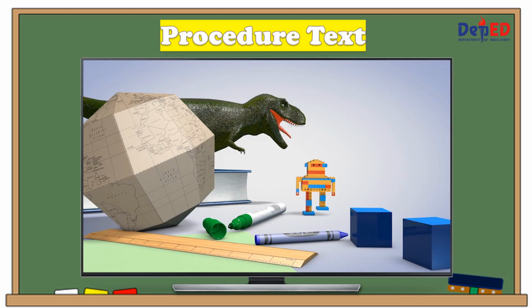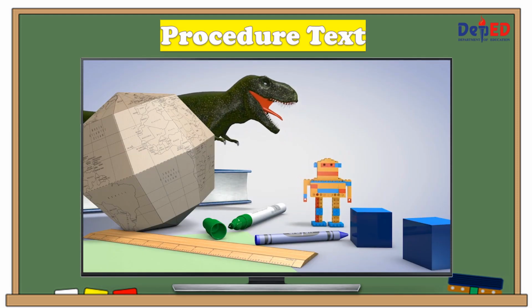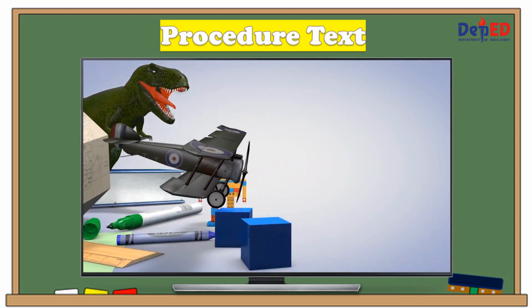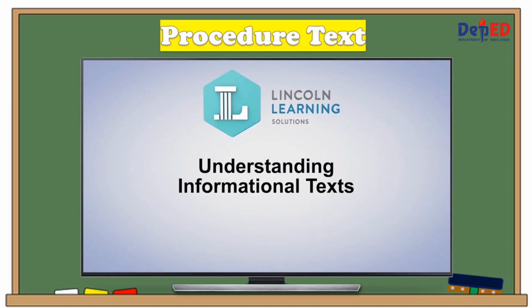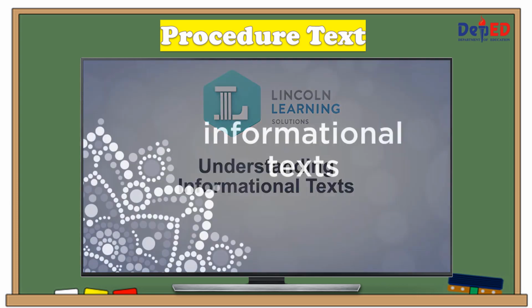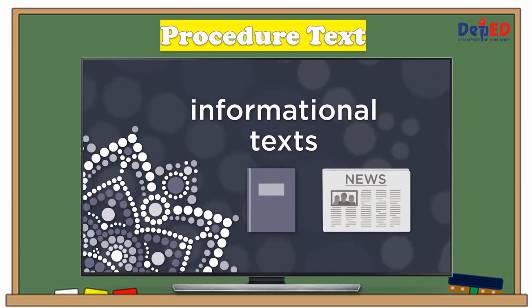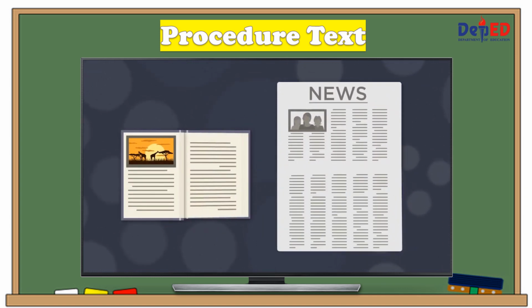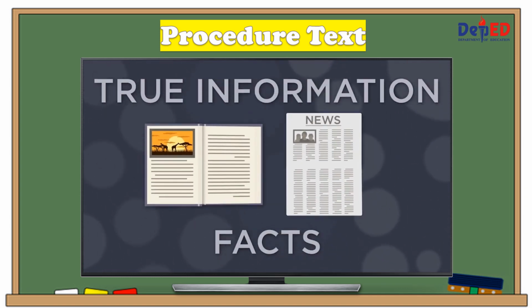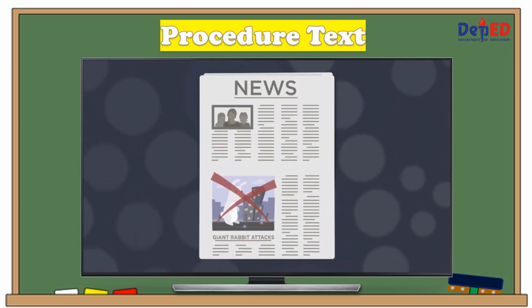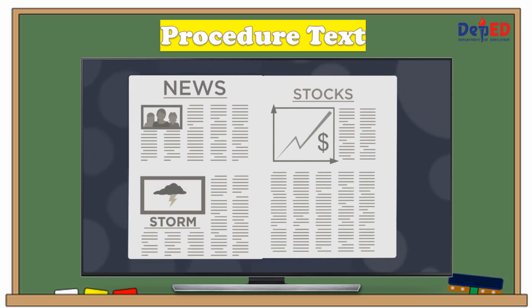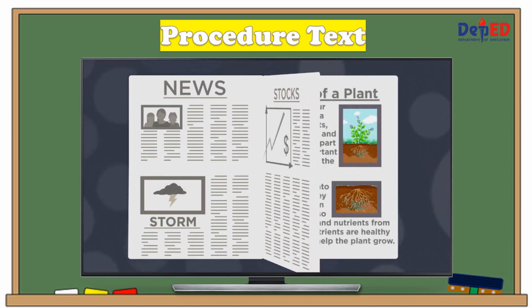Informative text. Informational texts include books and other types of texts that are about real life. They contain facts and true information. In other words, informational texts do not have made-up or imaginary stories. Informational texts teach you about real things. You can find informational texts about many topics.